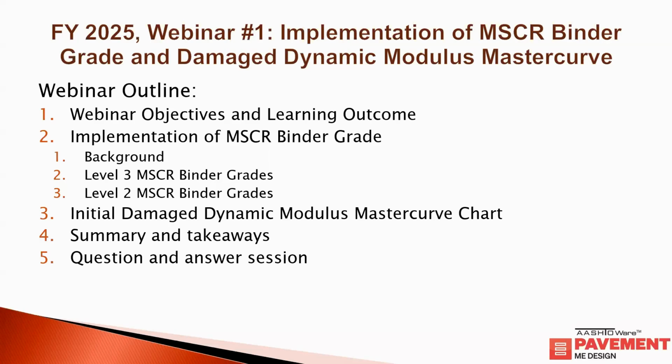For the outline of the webinar, first we'll go over the webinar objectives and learning outcomes. Then Abu is going to present on the implementation of the MSCR binder grade. He'll provide a background on the procedure or methods that were implemented, and then go into a little bit of detail on the level 3 MSCR binder grade selection as well as the level 2 MSCR binder grades. Then I'll present on the initial damage dynamic modulus mastercurve chart that has been added to the user interface directly in the web application, and go over a few summary and takeaways, and then we'll open it up to question and answers at the end as time permits.